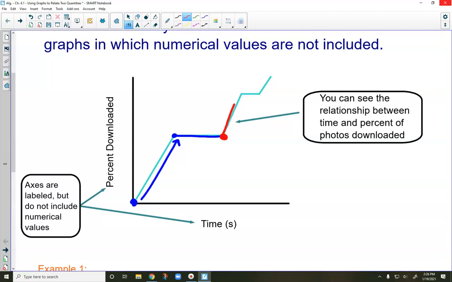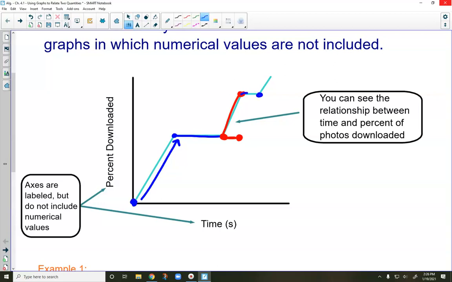From this point to this point now, again, the line is straight, which shows us that it is a steady growth, a constant rate that the photos are being downloaded again. Again, it's a very steep line, so it's increasing pretty quickly over this short period of time. From here to here is a very short period of time, but a lot of photos have been downloaded. The percent of photos downloaded has increased a lot.